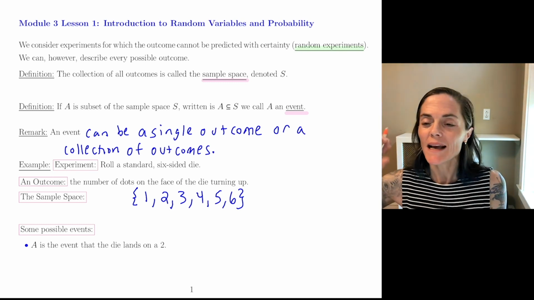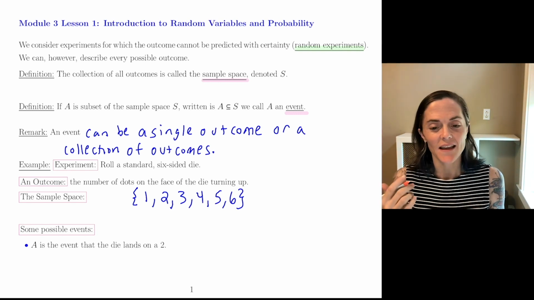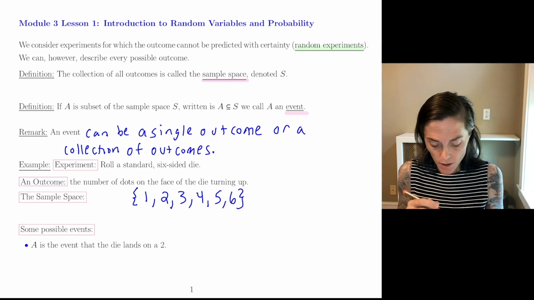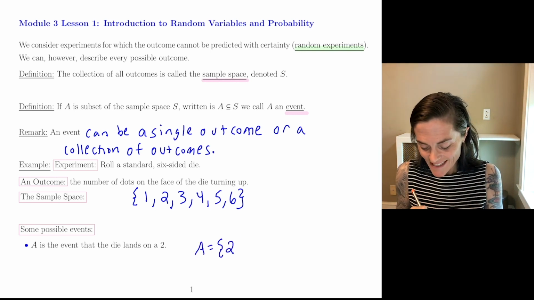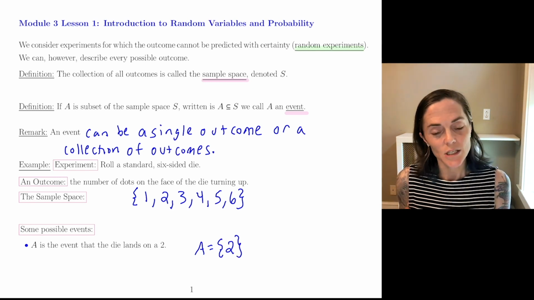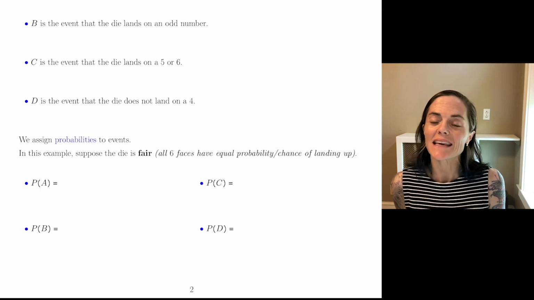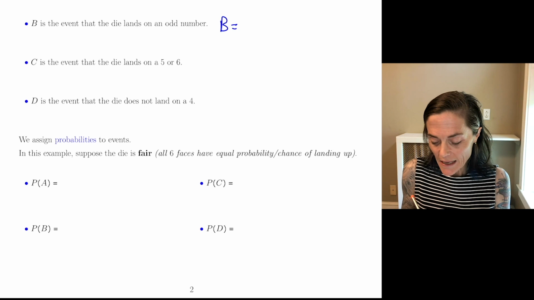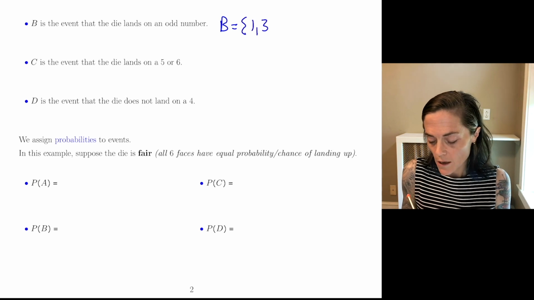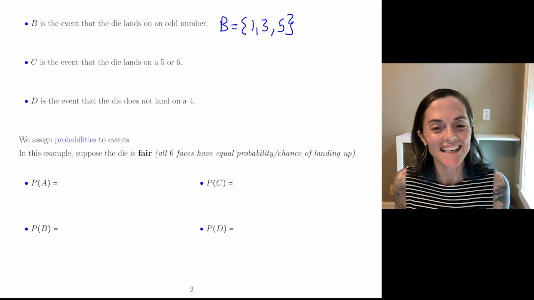Now, just to get the language of events, some possible events, maybe A is the event that the die lands on a 2. Well, A is a subset of this. A would just be the set containing the element 2. Another possible event, B, could be the event that the die lands on an odd number. In this case, B consists of 1, 3, and 5. Those are the odd numbers between 1 and 6.